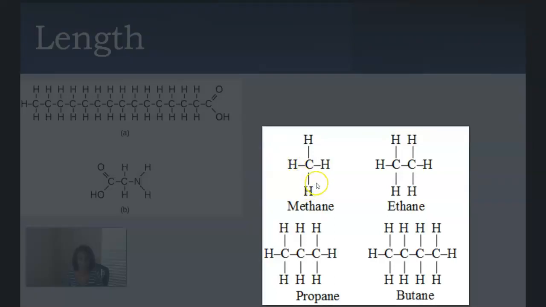Here also we see 4 compounds that all end with ane: methane, ethane, propane, and butane. As you can see, the methane has 1 carbon, ethane has 2, propane has 3, and butane has 4. So notice the chain is getting longer and longer as we're adding carbons to it.